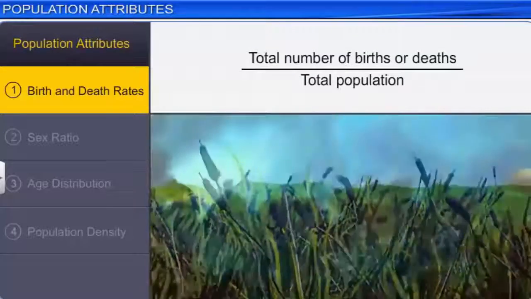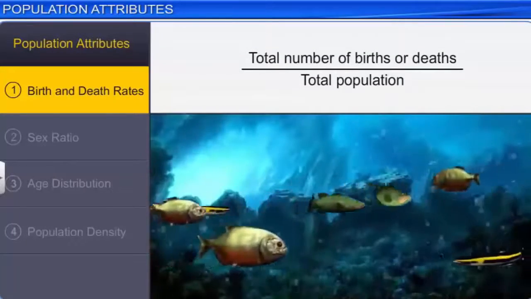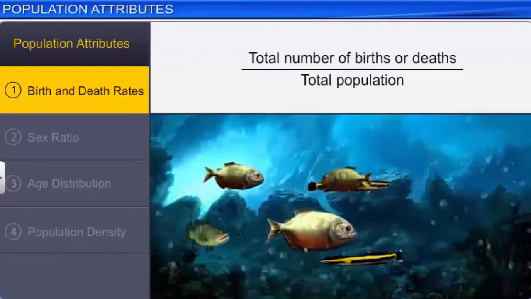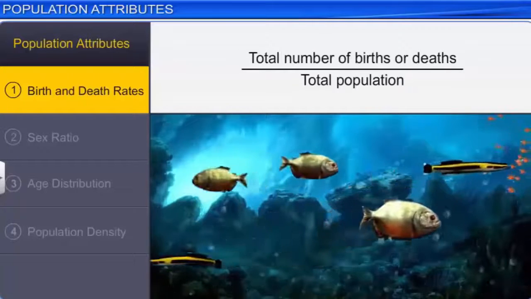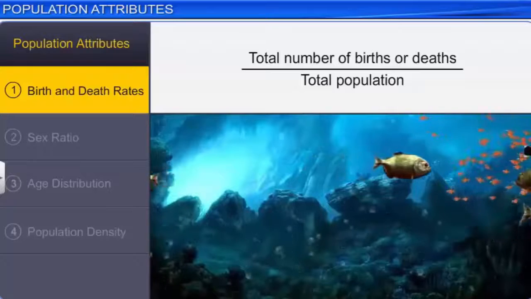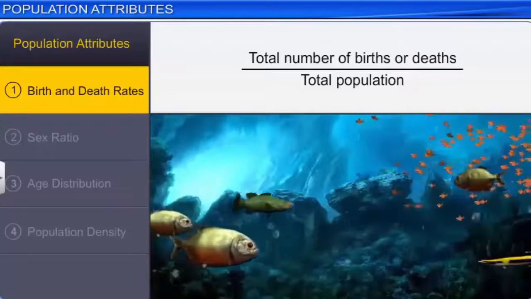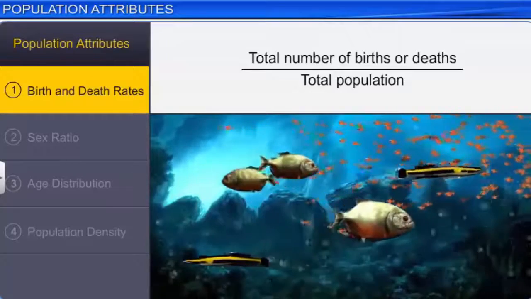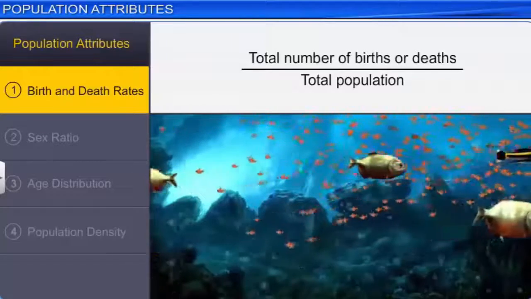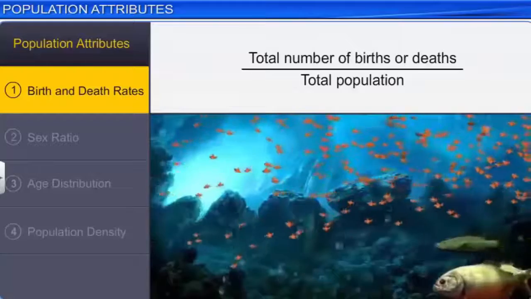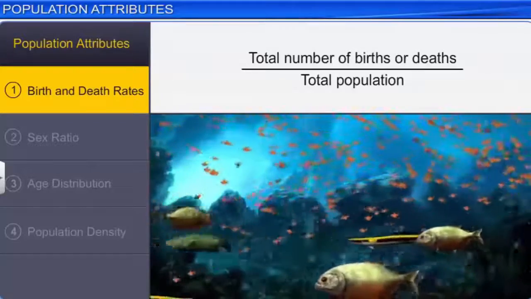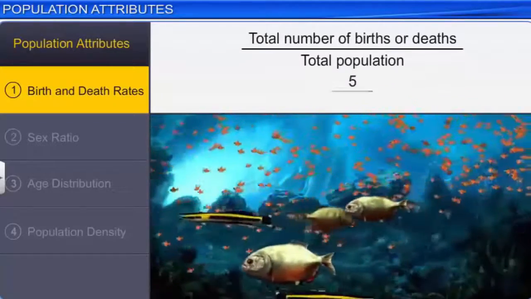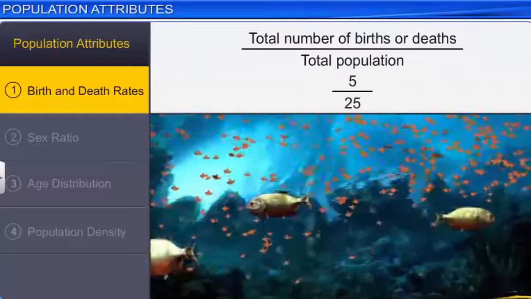To understand death rate, consider a lake with a population of 25 fish, where 5 fish die a week. The death rate is calculated by dividing the total number of deaths by the total population in the fish population in a week, which is 5 divided by 25 or 0.5 fish per week.